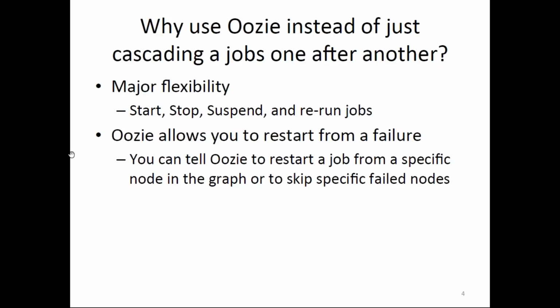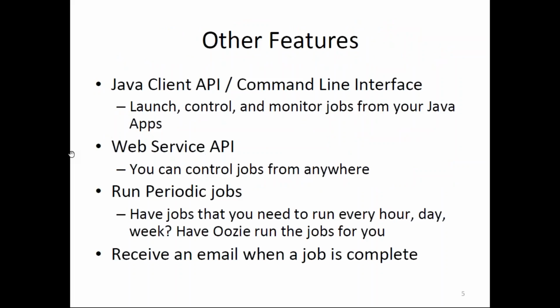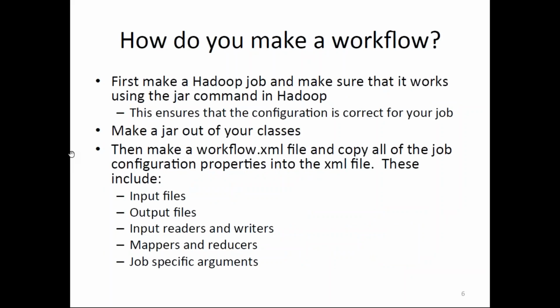So Oozie allows you to restart from the failure. The one I was saying was, you failed at a certain point in time, you did a lot of transactions before that, so you can directly restart from the point of failure. The other features are, it has a Java client API, it can run periodic jobs, and it can also send emails.